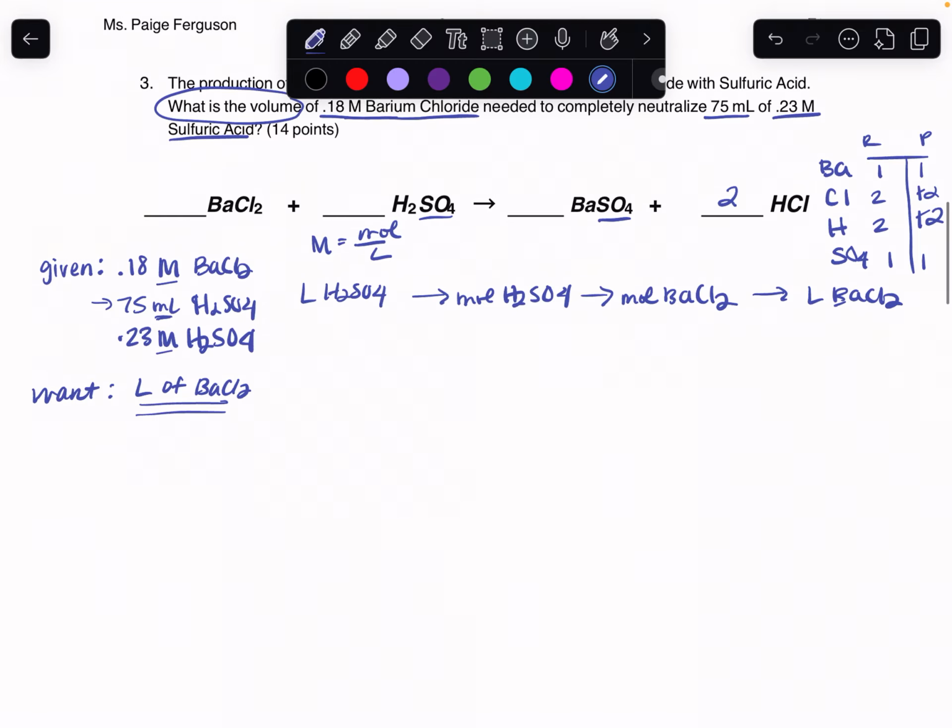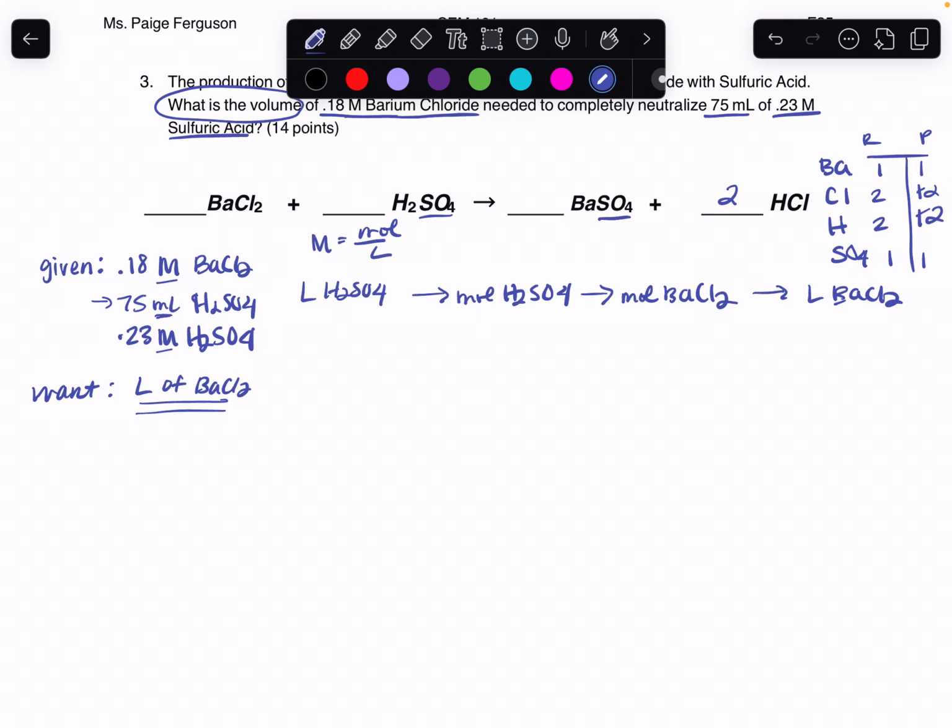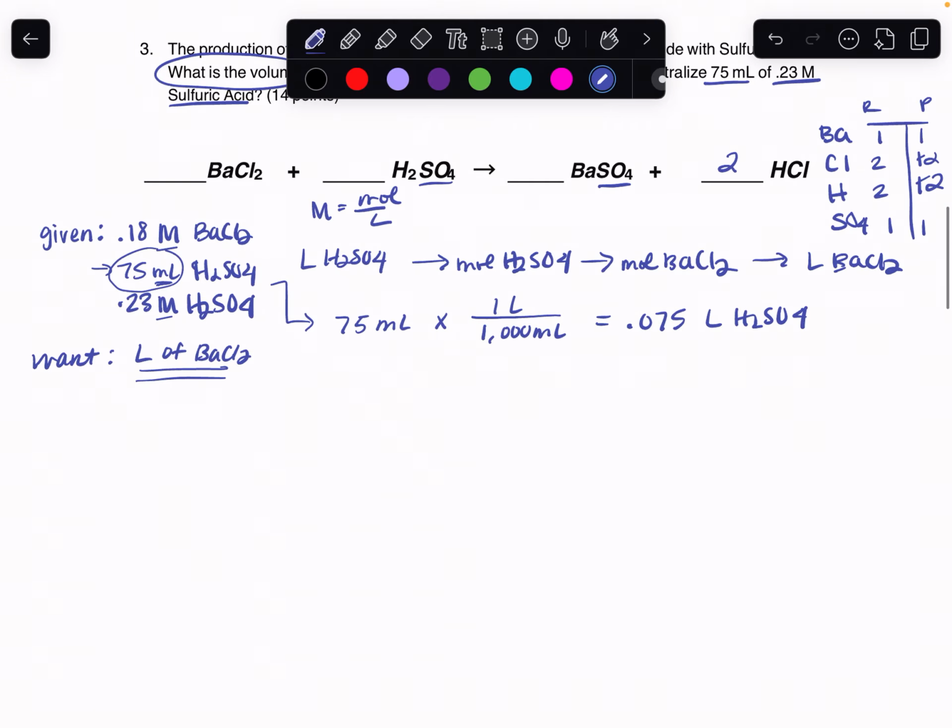So let's get started. First of all, I pointed out that we have milliliters, 75 mL. I'm going to convert that over to liters. Otherwise, I cannot do this problem, okay? So 1 liter, 1,000 milliliters. Make sure to review these before the final exam. I'm getting 0.075 liters H2SO4. Awesome. So at this point, I have everything I need, and I am just going to start the problem.